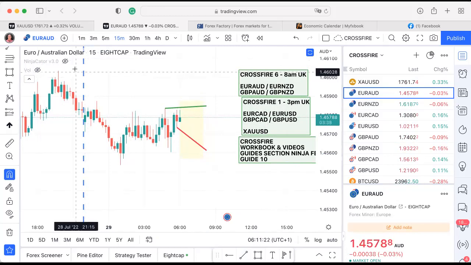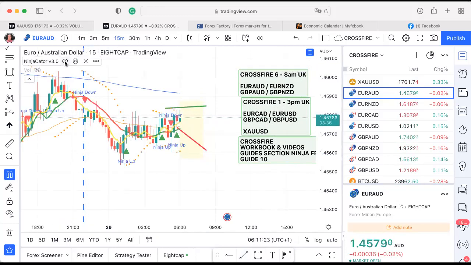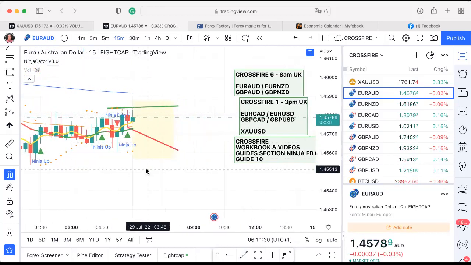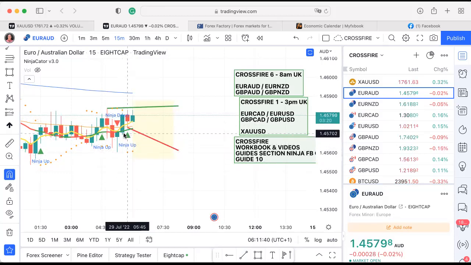What we can do is have a quick look at, we put the Ninjacator on, we can have a quick assessment. On the 15-minute chart, we're currently in a ninja up, although that candle was a red candle. It's showing us that we're trending up. That 13 moving average, the green trend line there, is pointing upwards. So it's looking like the current situation is we're in an upward trend.